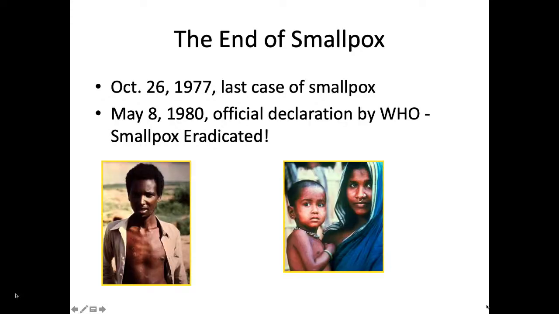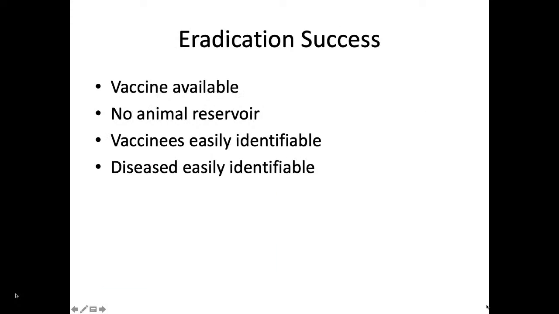And WHO initiated the worldwide campaign for smallpox eradication, and in the 1980s smallpox was considered eradicated. So nowadays we don't have smallpox. And why was it successful? We have vaccines for various viruses. Why is eradication not achieved?